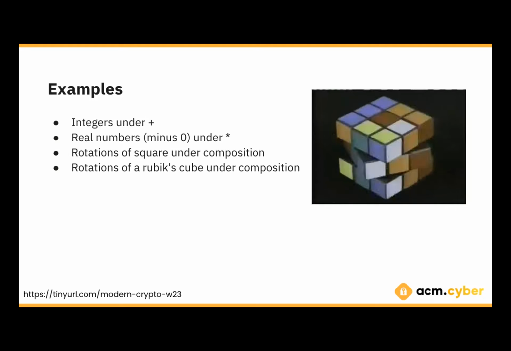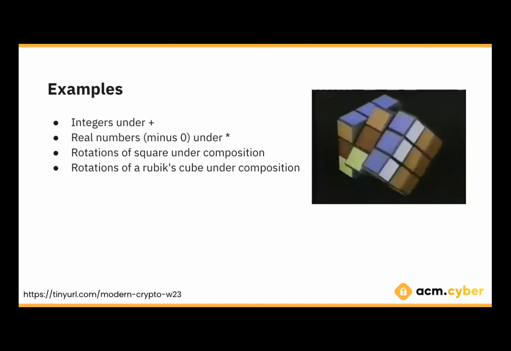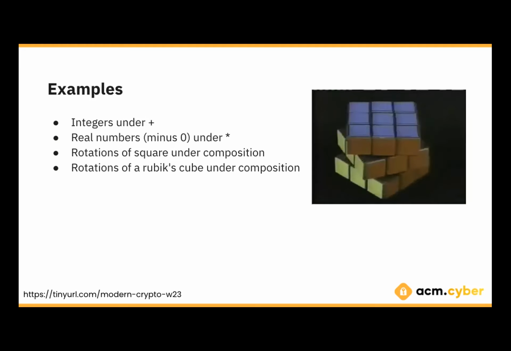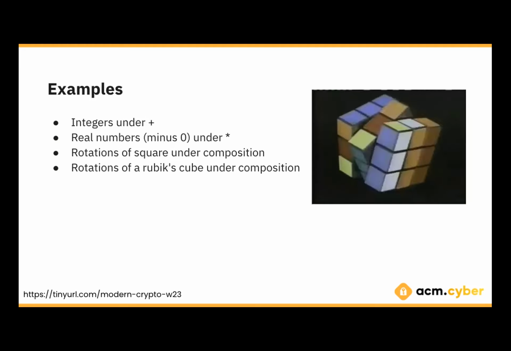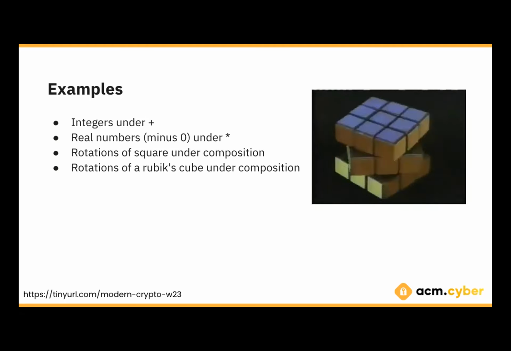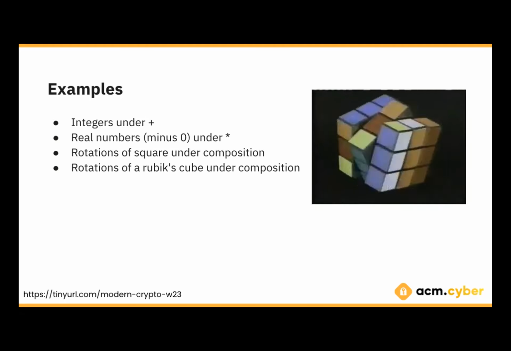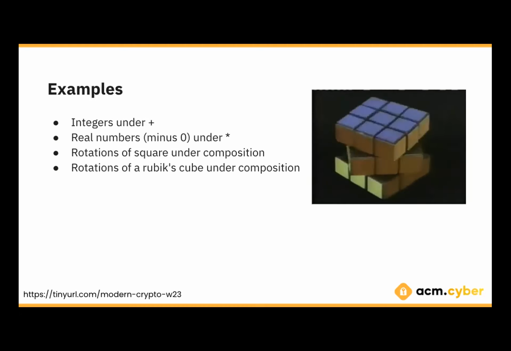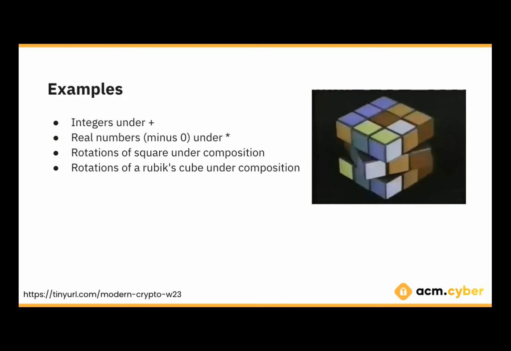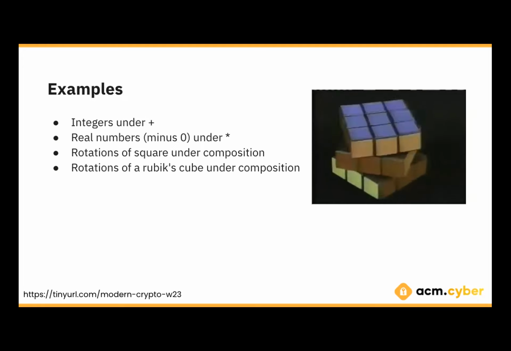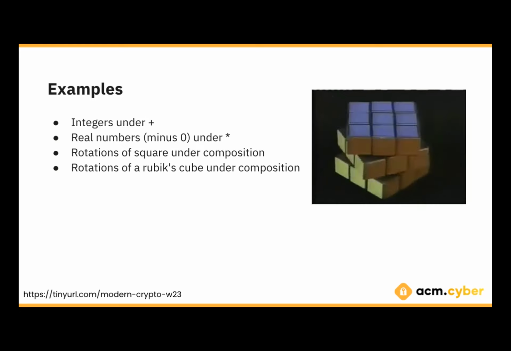The rotations of a square also form a group under composition. So let's say you have a square, you rotate it 90 degrees, you get that square again. Or you can rotate it 90 degrees twice and you get a rotation of 180 degrees. Or you can rotate 180 degrees twice, you get a rotation of 360, which is the same as the original square. So that also forms a group. And then the rotations of a Rubik's cube also form a really, really big and complicated group.